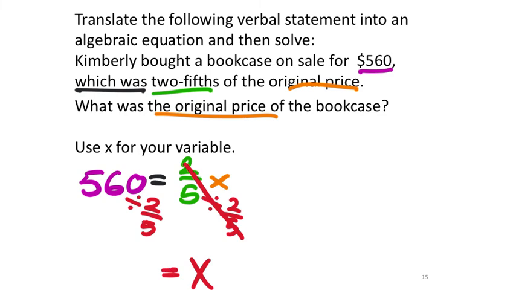I'll go to my calculator for this one. I'd feel more comfortable with that. So 560 divided by 2/5. Boom. Yep. Thank you. Yeah, $1,400 was the original price. And some of you may have thought about this as a percentage. Like you just know that 2/5 is 40%. That's fine too.